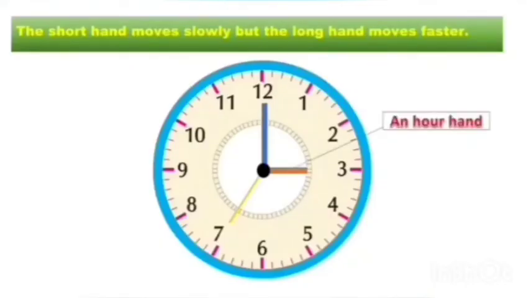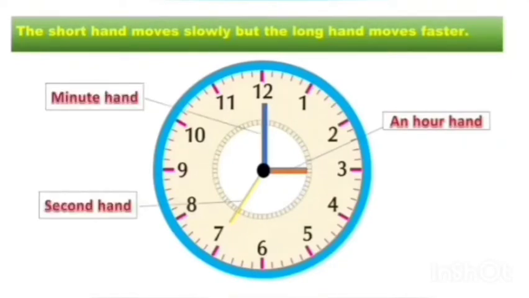We have learned this is an hour hand, this is a minute hand, and this is a second hand. The short hand moves slowly, but the long hand moves faster. Children, if you look at the clock, you can see this is the hour hand, which moves very slowly, whereas the minute hand moves much faster.